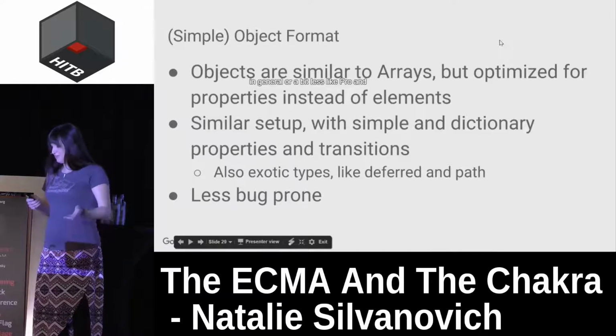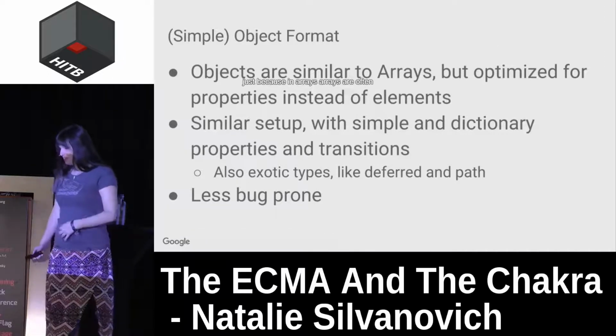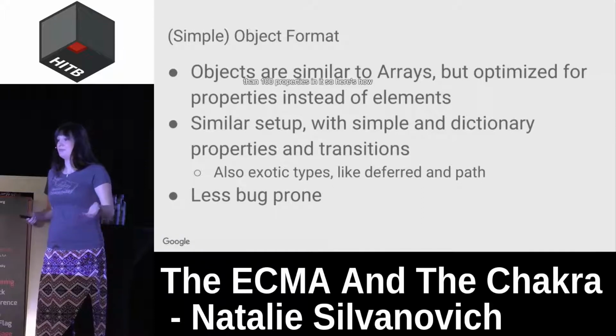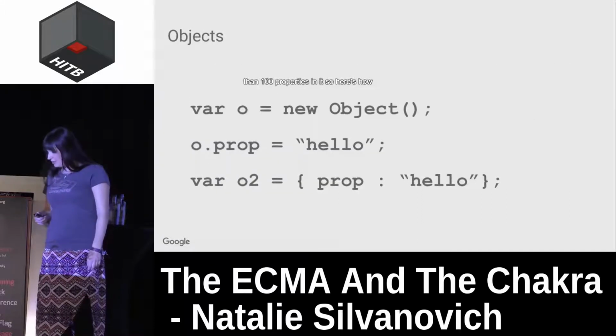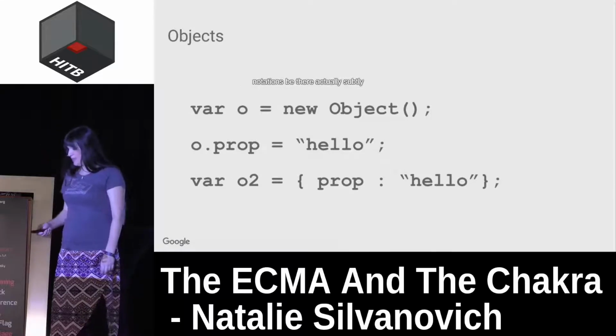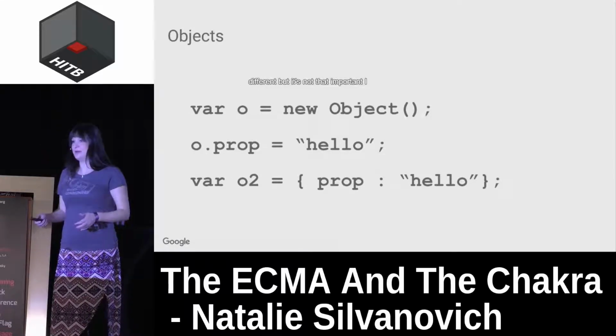And I would say objects in general are a bit less bug-prone just because arrays are often very large and they're optimized for being very large. Meanwhile, it's very rare to see an object that, say, has more than 100 properties in it. So here's how an object works. Once again, there's two notations. These are actually subtly different, but it's not that important. I usually use the curly braces where it shows the object and then what the properties of the object are.